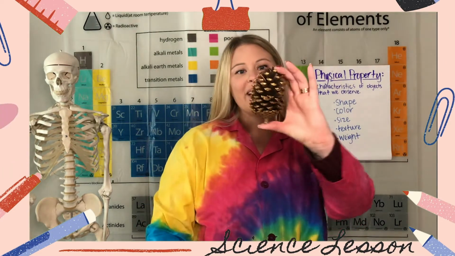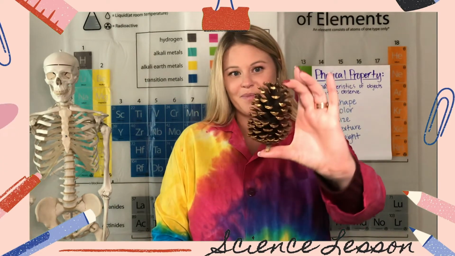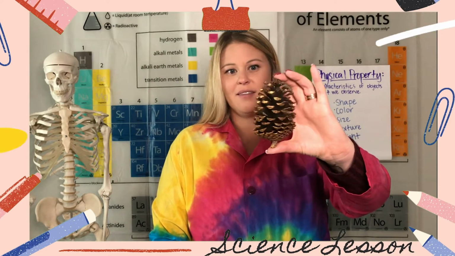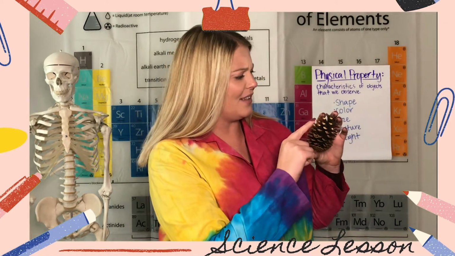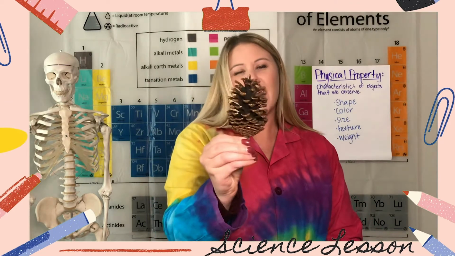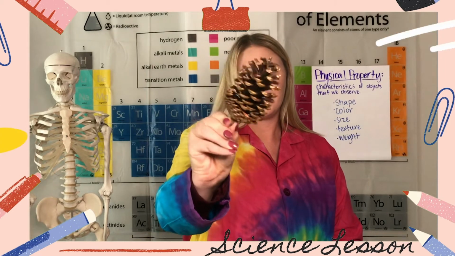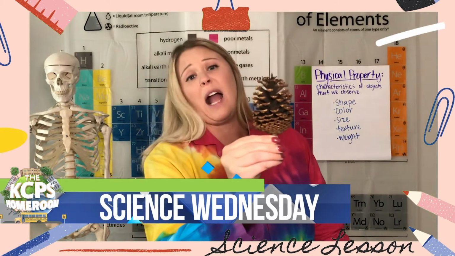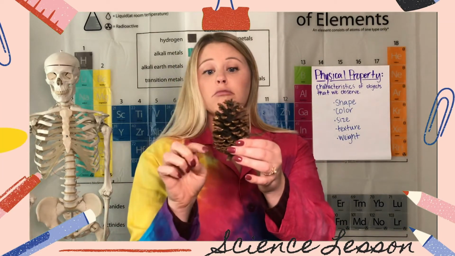What can you tell me about the physical properties of this pine cone? What color is this pine cone? Yeah, this pine cone is brown. It's actually a decorative pine cone, so there's a little bit of gold painted onto it, but it works. Does this pine cone have a shape? How would you describe its shape? You could describe it as round, right? It's round. You could describe it as an oval.